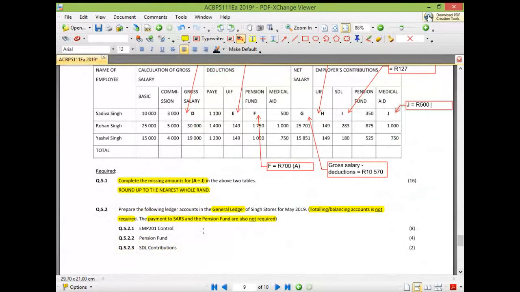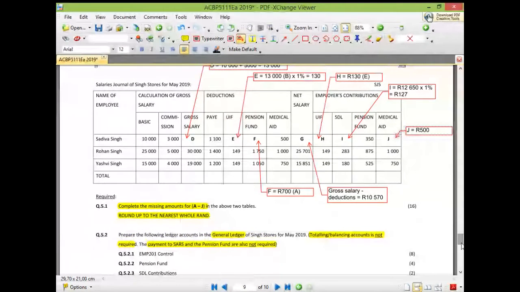Okay, now to complete these accounts, your EMP 201 control account, the information we would require to complete that is we would have to get the total for the pay as you earn, the total for the UIF, SDL accounts. Okay, so those are the taxes that we need to pay over to SARS. That is the information we would require for the EMP 201. So I'm just going to stop sharing this and then I'm going to open the Excel file for you guys.